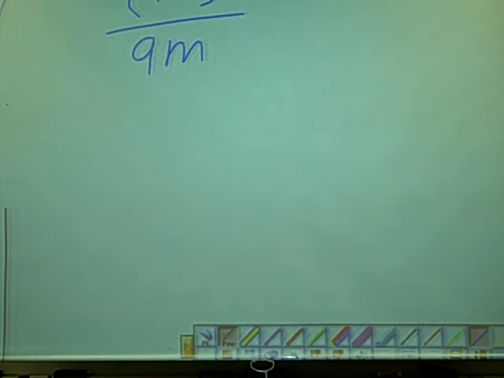Alright. Try this one. This one's a little bit easier than the other one that we just did. Parentheses, M to the 4th, close parentheses, 0, over 9 m to the -3rd. Okay? Go ahead and try that.